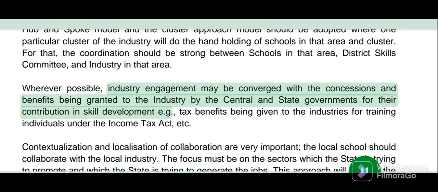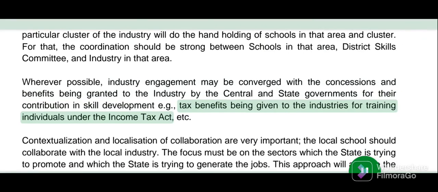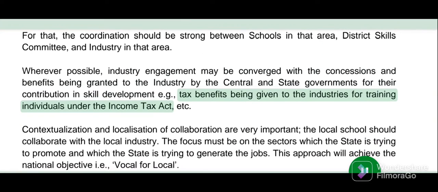Wherever possible, industry engagement may be converged with the concessions and benefits being granted to the industry by the central and state governments for their contribution in skill development, e.g., tax benefits being given to the industries for training individuals under the Income Tax Act, etc.